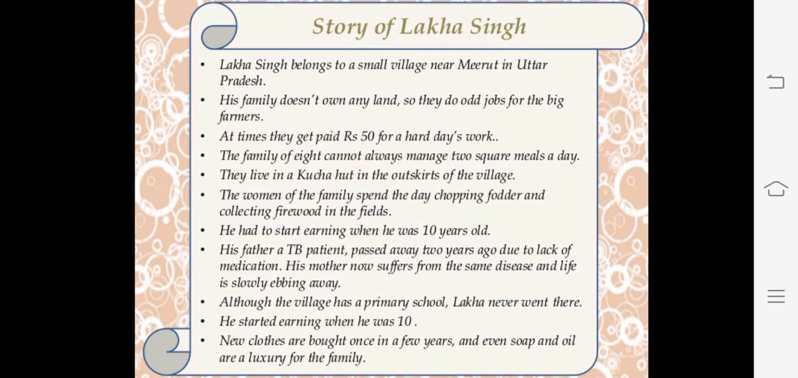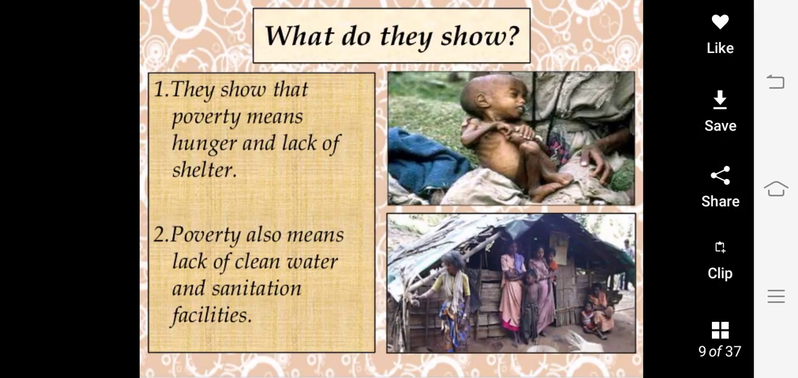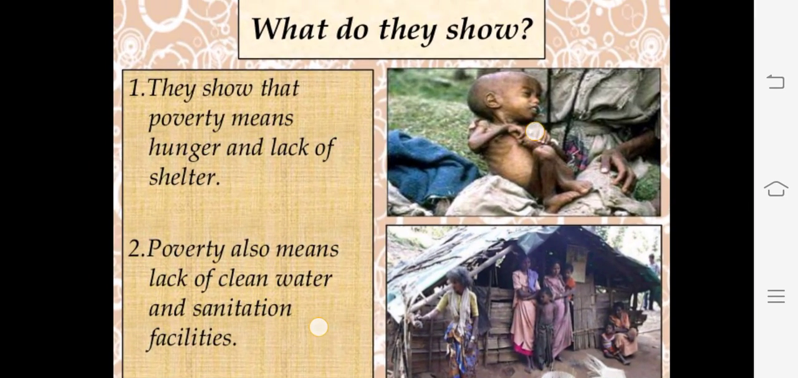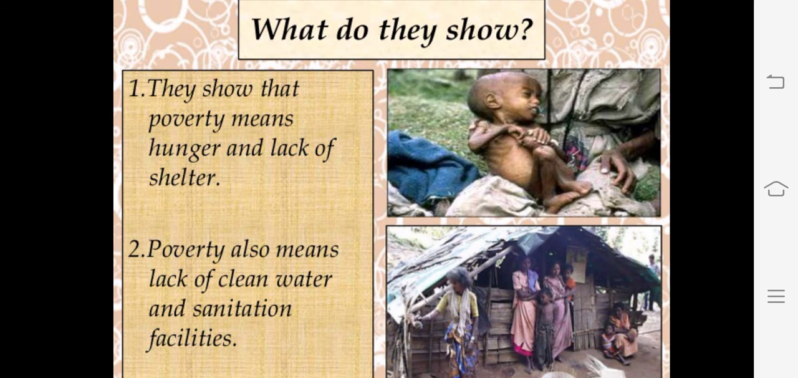So, first we discussed the story of Ram Saran, and secondly, we have the story of Lakha Singh who lives in the kuccha hut on the outskirts of the village. This is a story of village life in rural areas. You can see how people are working for their needs also. Now, seeing these two stories about Ram Saran and Lakha Singh, what do they show?